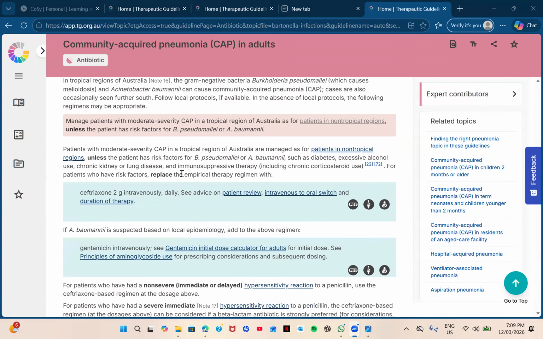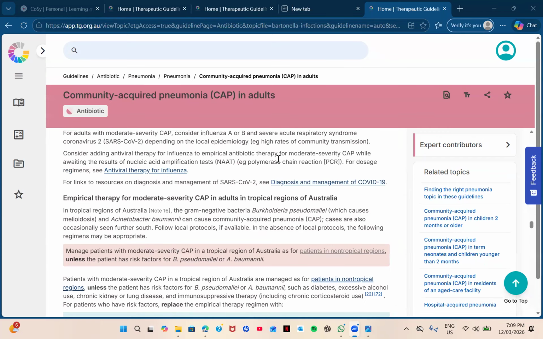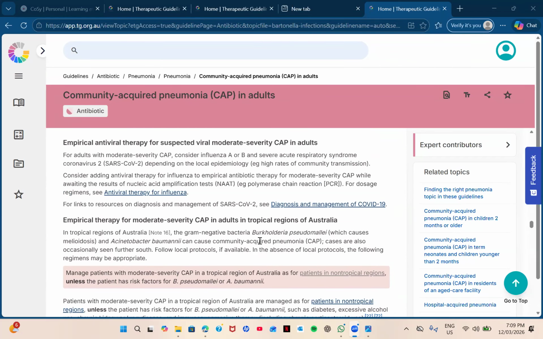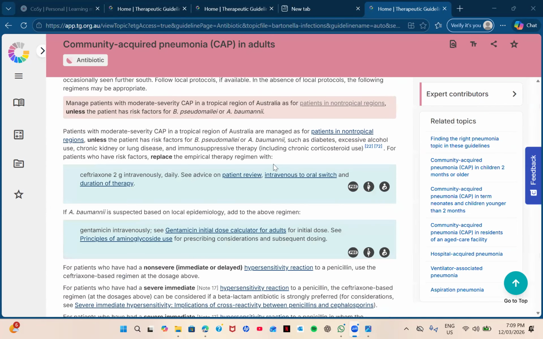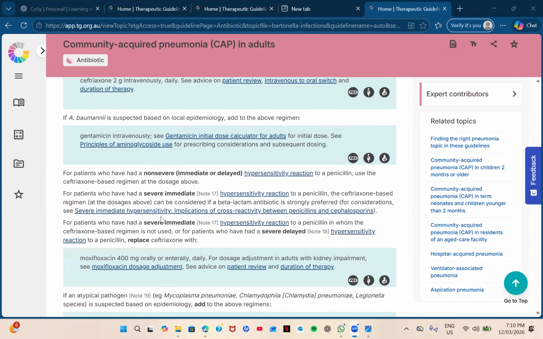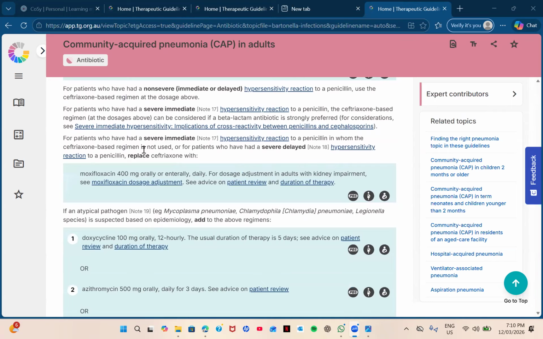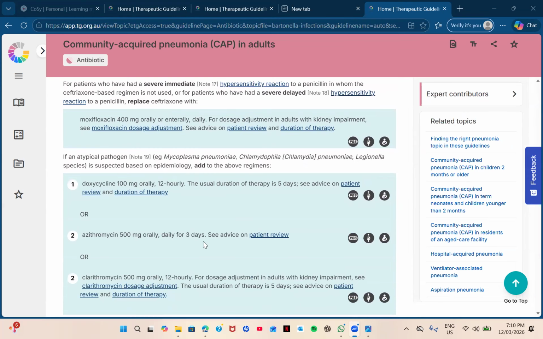If you are suspecting these, Burkholderia pseudomallei, Acinetobacter baumannii, we have to change the drug regimen, right? So we replace the empirical treatment with ceftriaxone 2 grams intravenously daily. If Burkholderia is suspected, you can give gentamicin intravenously as well. If the patient has a severe immediate penicillin reaction, you can give moxifloxacin. Atypical ones we will do later, okay?